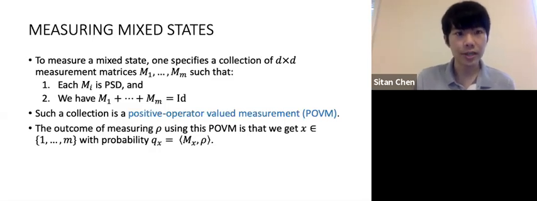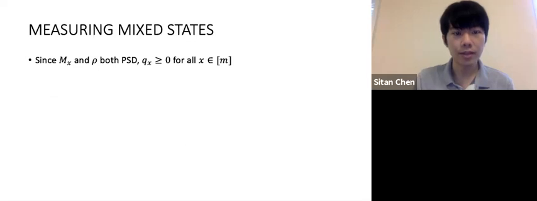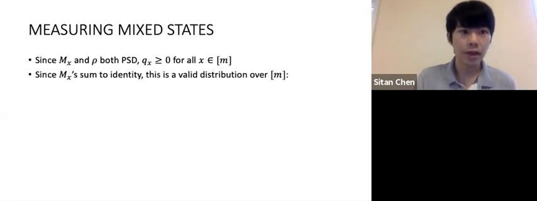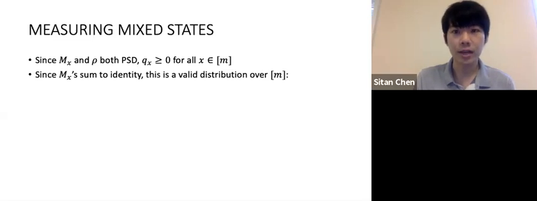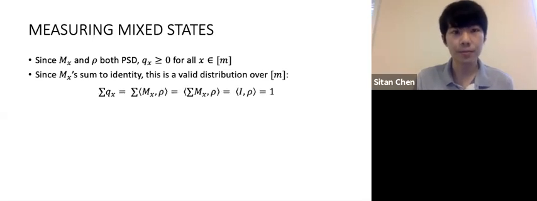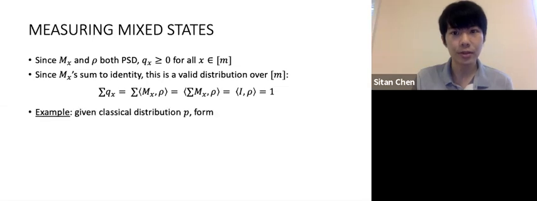Okay, so some sanity checks. For one, these probabilities of measurements are all non-negative because the trace inner product of two PSD matrices is always non-negative. And furthermore, these q sub x's will sum to 1. And the reason is that the M sub x's are a partition of the identity. Okay, so the q sub x's altogether form the marginals for a bona fide classical probability distribution.